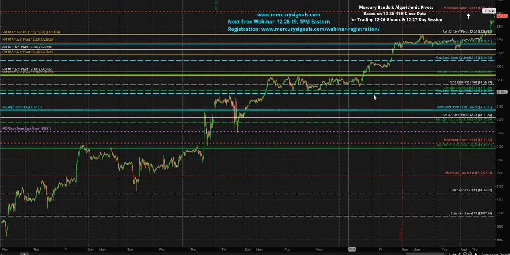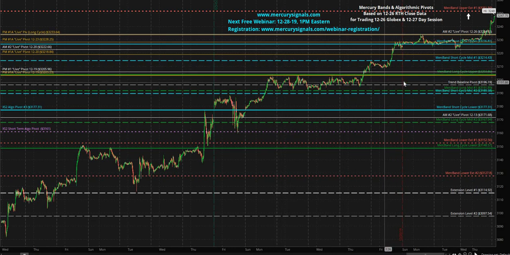So if you go up a little bit higher, look for where the short cycle mid number 2 comes in and the long cycle mid number 1. Can you draw it any better than that? If you look up here, the Merc band long cycle upper at 3203, it used to be resistance, now it's support. Can you draw that any better?